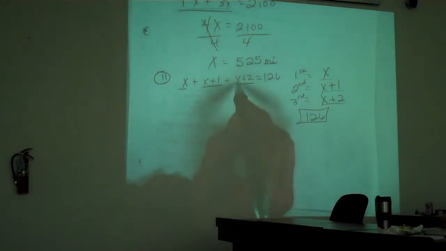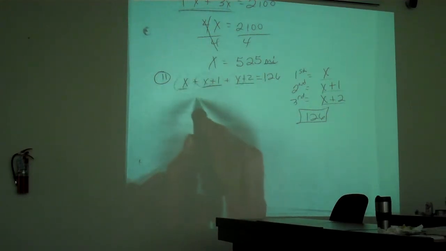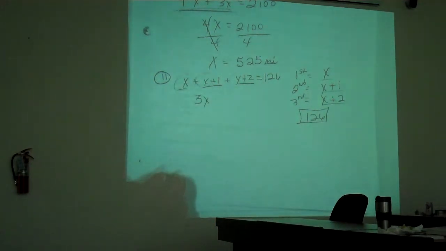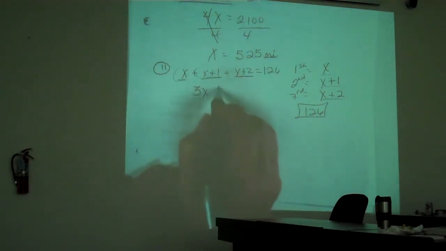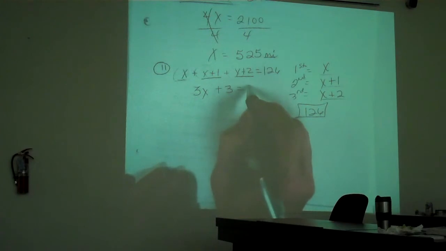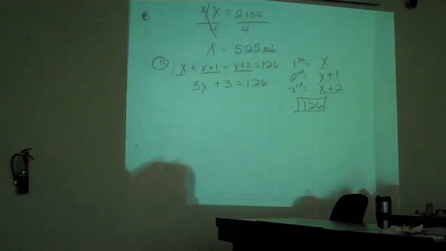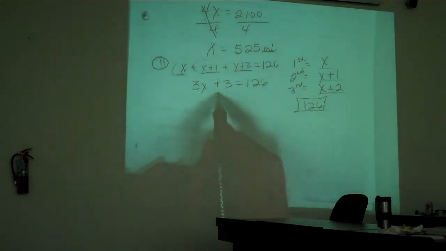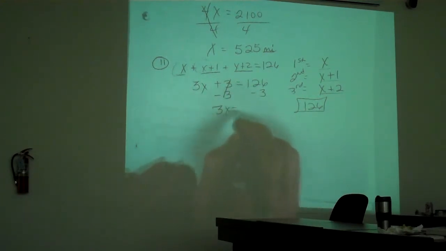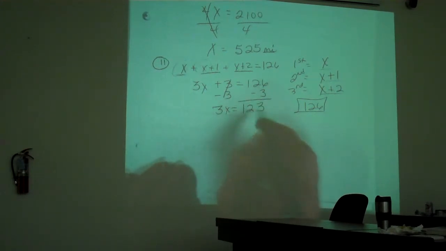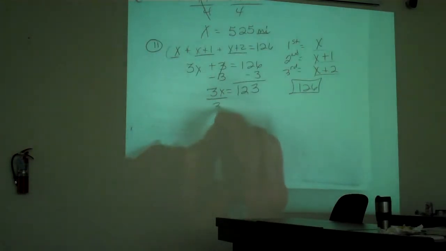Okay, so you have X plus X plus X is 3X. The numbers 2 plus 1 is 3. Equals 126. Okay, so you can do what first? Subtract 3 first. That leaves 3X on this side. 126 minus 3 is 123. Divide that by 3.